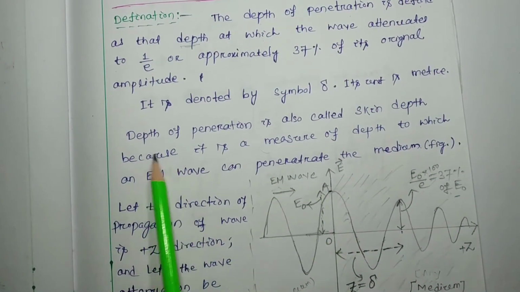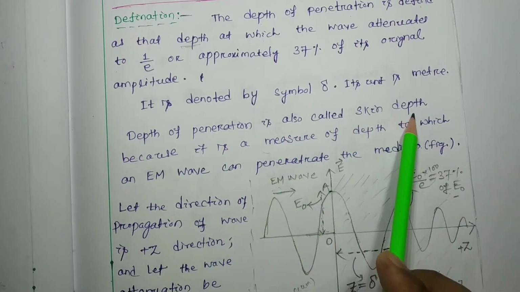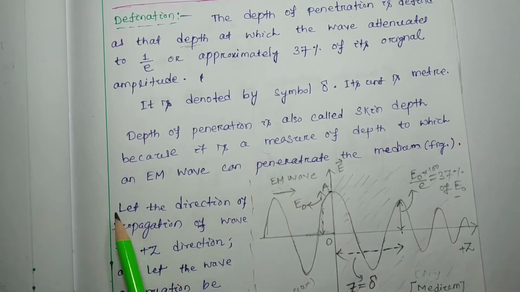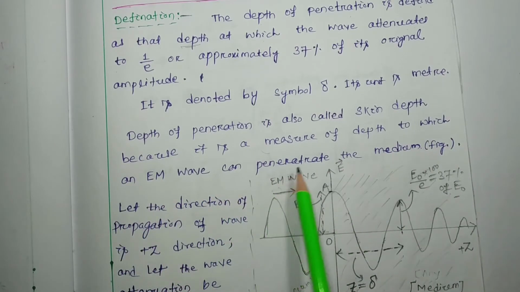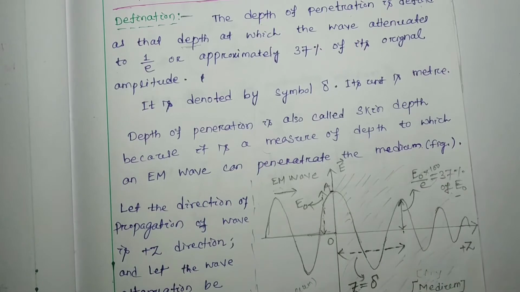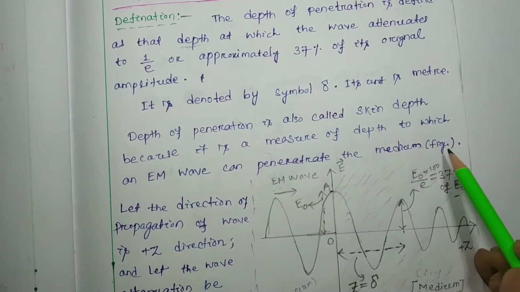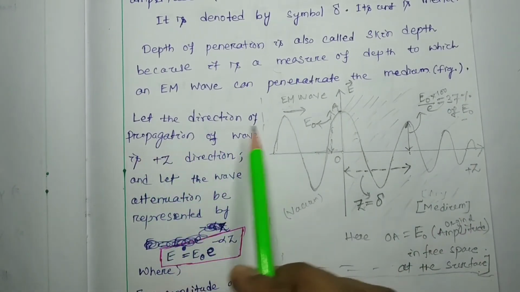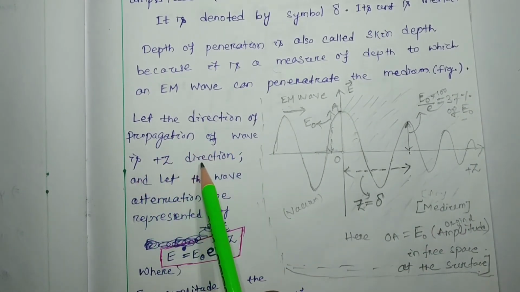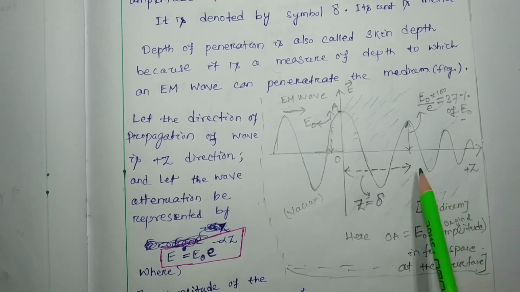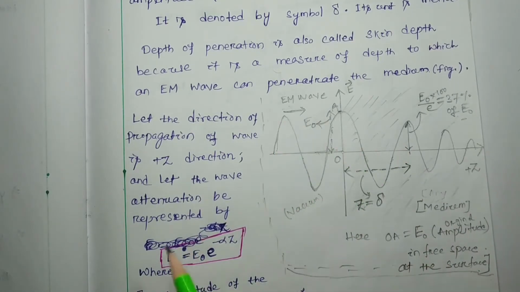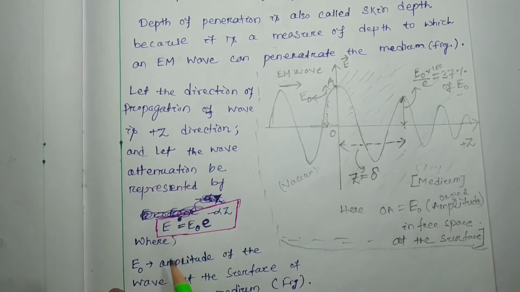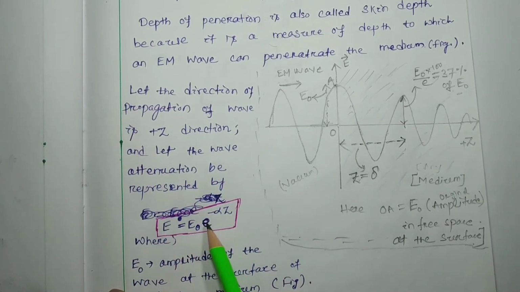And depth of penetration is also called skin depth, because it is a measure of the depth to which an electromagnetic wave can penetrate the medium, which is represented by this figure. Let the direction of propagation of the wave be the positive z direction. Along this positive z direction the electromagnetic wave is propagating, and let the wave attenuation be represented by E equal to E0 e to the power minus alpha z.